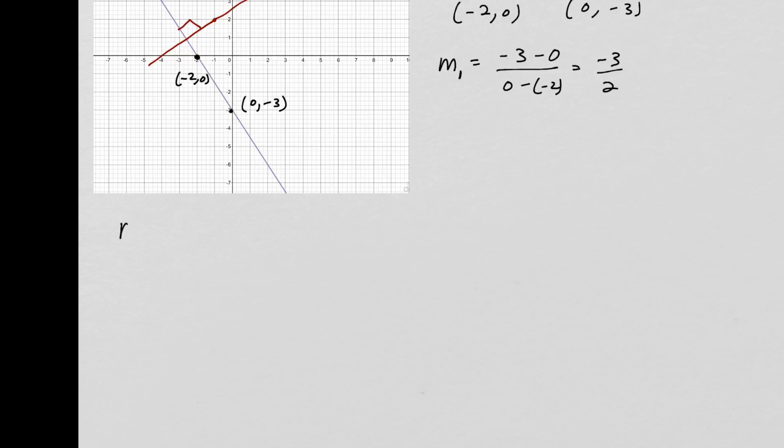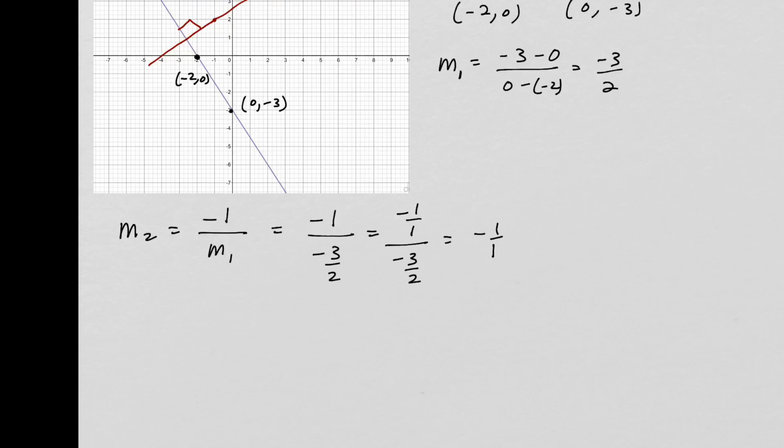Remember, my slope must be -1 over M1. So it's -1 over negative 3 halves. You can think of this as negative 1 over 1 over negative 3 halves. To simplify fractions, I take the first fraction and I multiply by the reciprocal of the second. Right, so this is going to be positive 2/3. The quick way of getting that, by the way, is if you take the original slope and flip it and then change the sign, that will give you the correct new slope.